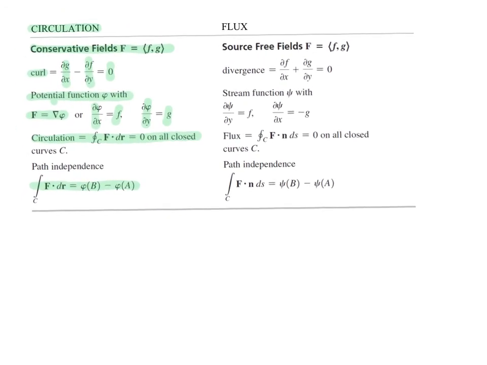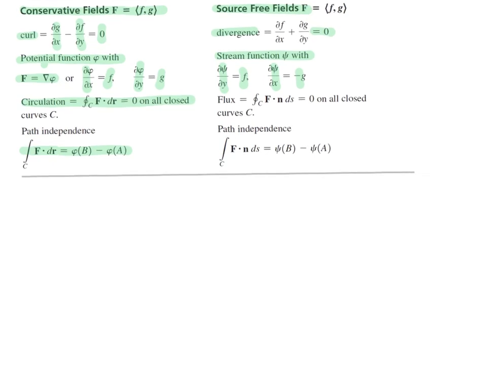And in this section, we talked about flux and what happens if the vector field is source-free. Well, in that case, divergence is 0, and a stream function psi exists that has the property that the partial with respect to y is the f component, and the partial with respect to x is negative g. So that means your flux is 0.